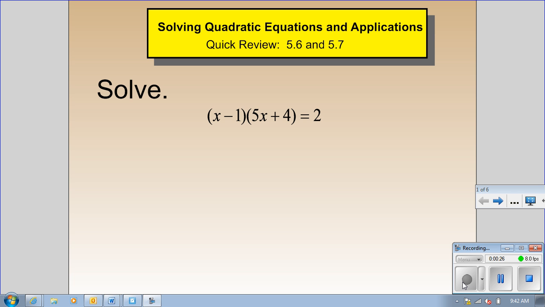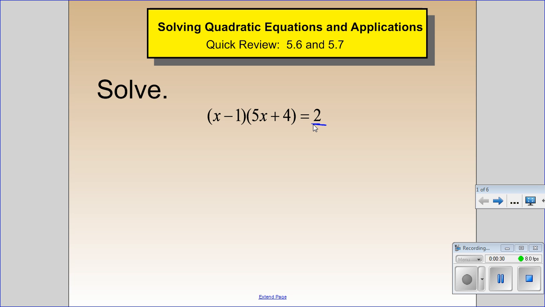We have to always make sure that if we're solving a quadratic, it has to be set equal to 0. Right now it's set equal to 2, so we're going to have to draw the 2 back over to the other side and combine like terms. But first, in a problem like this, we must first distribute our two binomials and multiply them together.